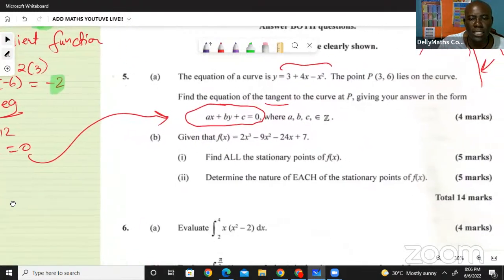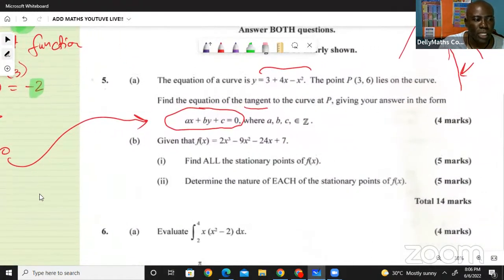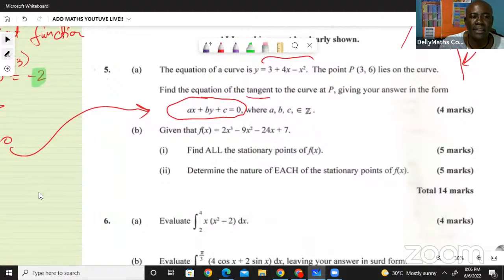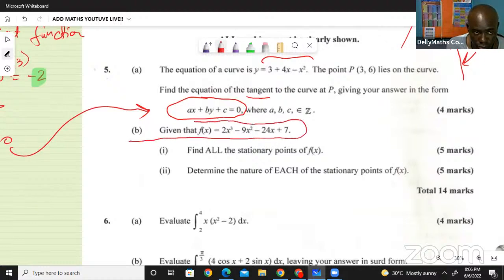Now they're going to ask about stationary points here. So this one says, given that f of x is equal to 2x cubed minus 9x squared minus 2x plus 7. Given that f of x is equal to that.